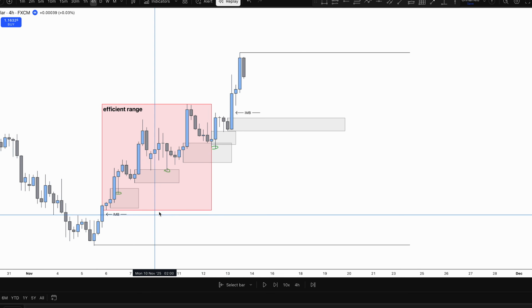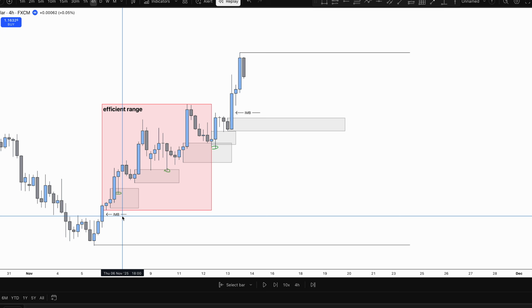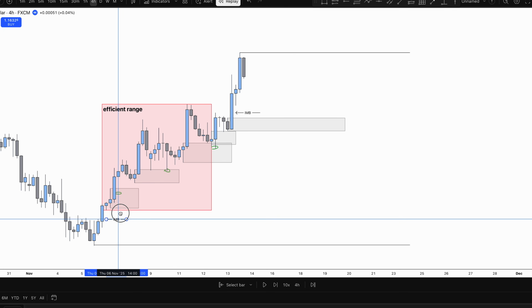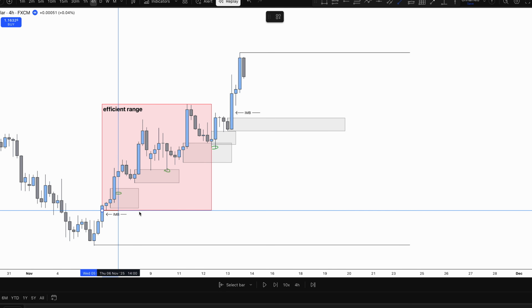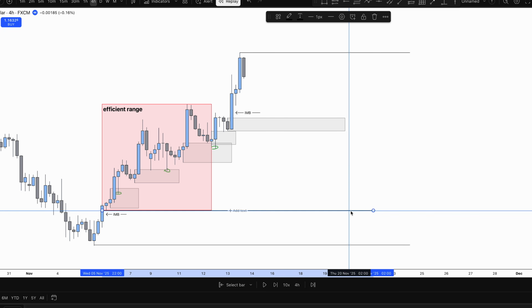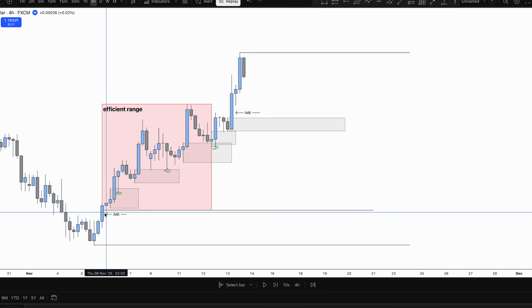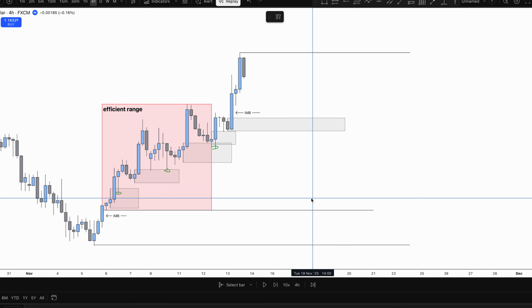But what did we just say? Well, we said we don't want to really target a demand zone beneath the efficient range. We want to target just the low of the range, because this is the safest way to trade returns through these ranges if it takes place. All right, so that's going to be our range low, or efficient range low.